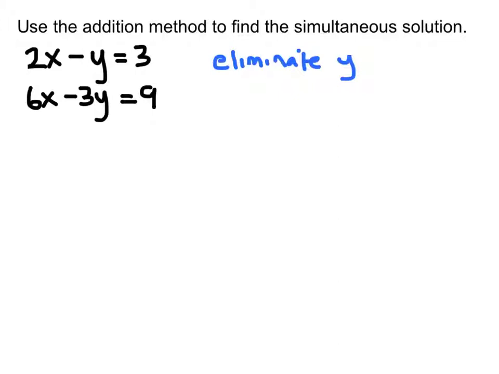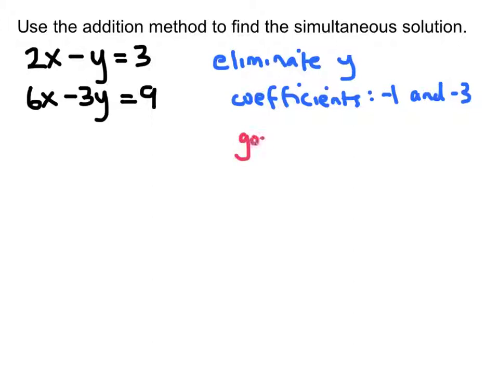I want to look at the coefficients to start off with. So it's going to be -1 and -3. And my goal is to make the coefficients opposites. So if I'm looking at a number that both 1 and 3 go into, my goal would be to turn the coefficients into 3 and -3.